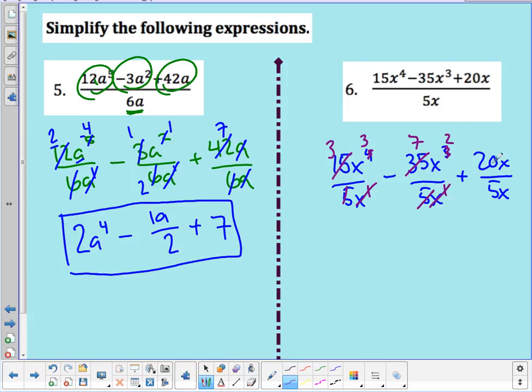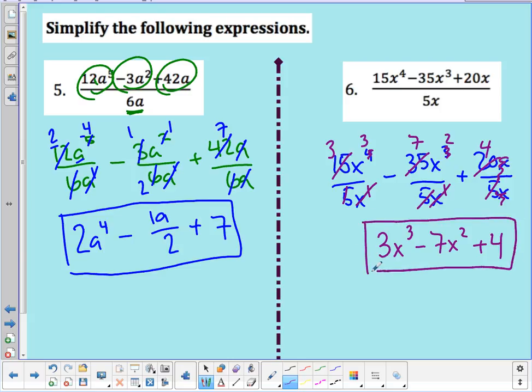20 over 5, that's a 4, and x over x's go away. So I'm left with 3x to the 3rd minus 7x squared plus 4. By the way, that whole dividing the coefficients and subtracting the exponents comes from the quotient of powers property that we learned way back in Unit 3. The quotient of powers property told us that when we divide powers, we subtract their exponents. So that's where I'm getting those subtracted exponents, like 4 minus 1 giving me 3.